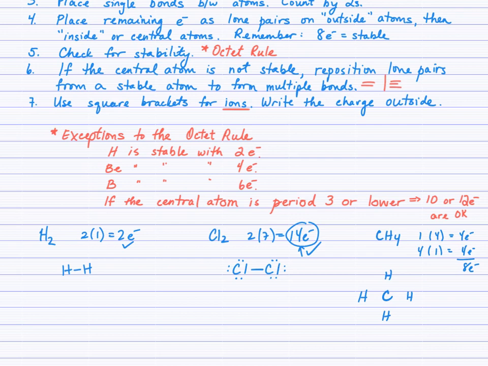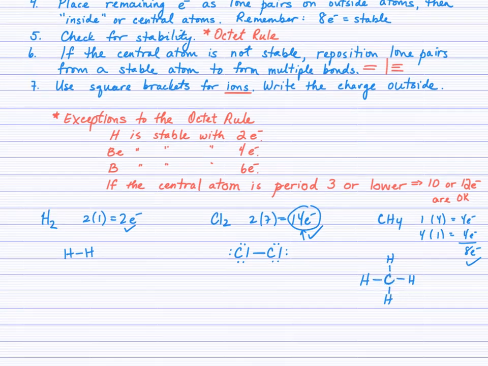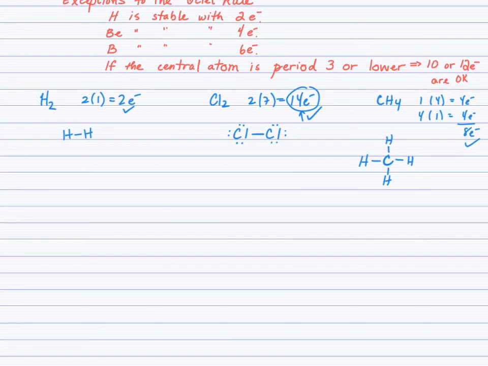So we place the atoms on the page and start with our single bonds. Count by 2s. 2, 4, 6, 8. There we go. We've got all 8 electrons in the diagram. Now we check for stability. Each hydrogen is stable with the 2 electrons being shared, and this carbon has 2, 4, 6, 8 electrons. Perfect. Okay, moving on. After methane, we did water.